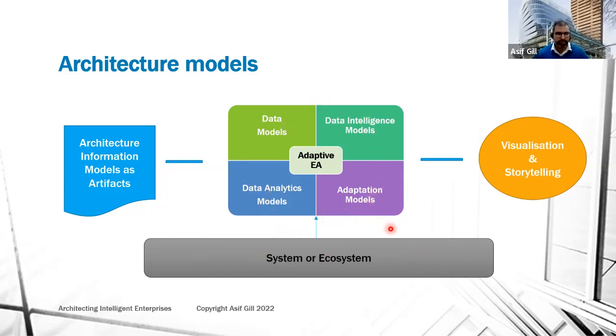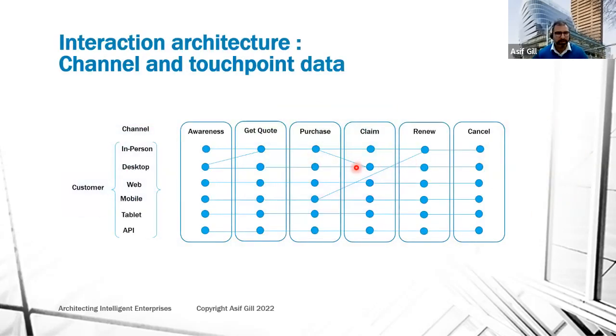There are at least 4 types of models. There's a data model of the architecture, there's analytics models, there's the intelligence model, and there's the adaptation model. And there's a visualization and storytelling about those models. If you look at the interaction architecture, I just gave you an example here. SFS insurance company can interact with their customers through different channels and touch points of awareness: get quote, purchase, claim, renew, and cancel their policies.